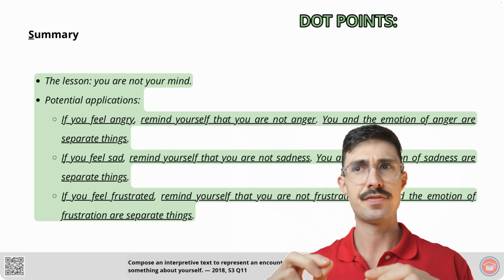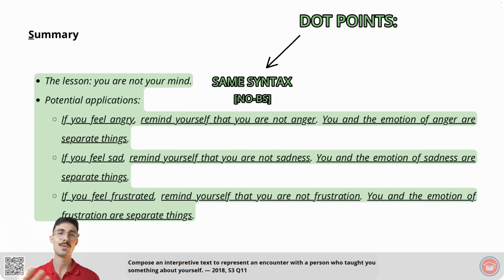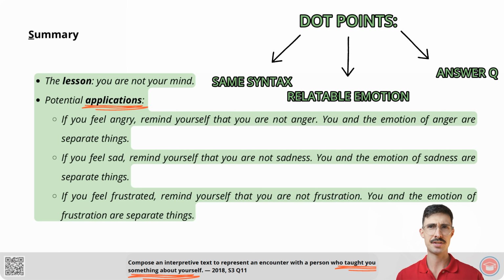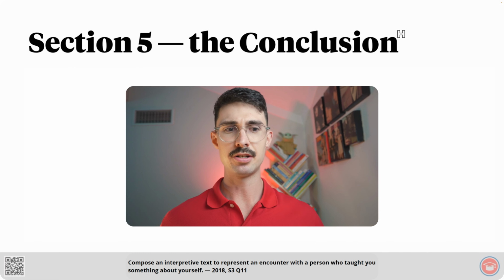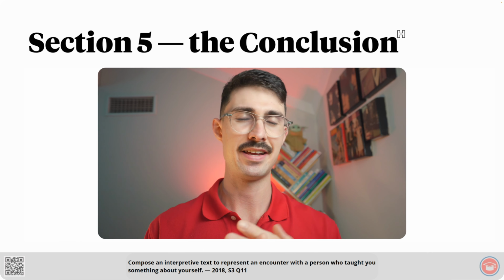Each dot point does a few things. Firstly, they employ identical syntax, which also complements the post's matter-of-fact tone. Secondly, they refer to an emotion that the reader has undoubtedly experienced. Thirdly, they indirectly answer the question by explaining the application of an encounter with a person who taught me something about myself. That's the summary element. Here is the call to action. One more discussion to go, and then we're done.